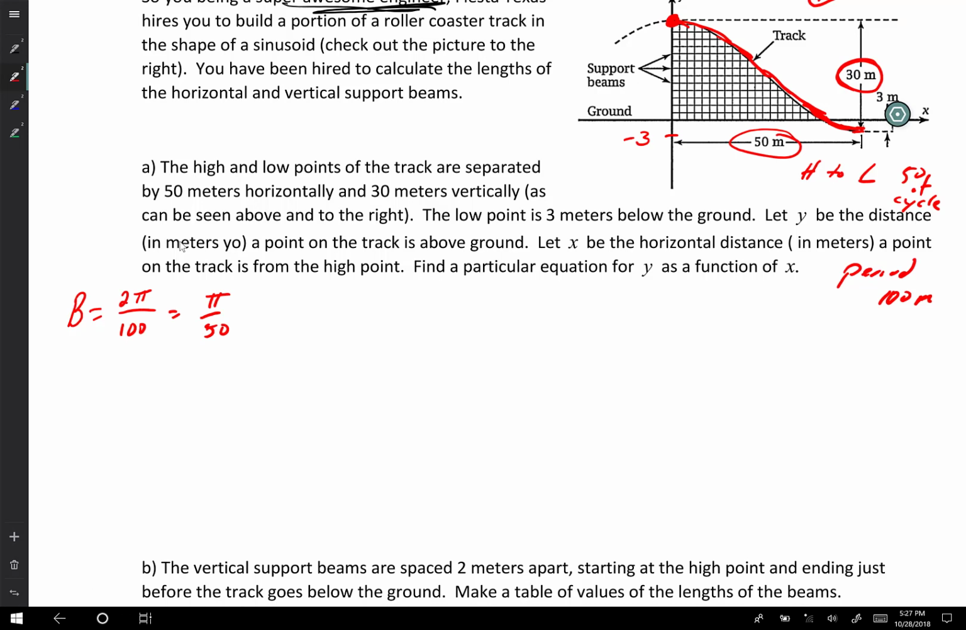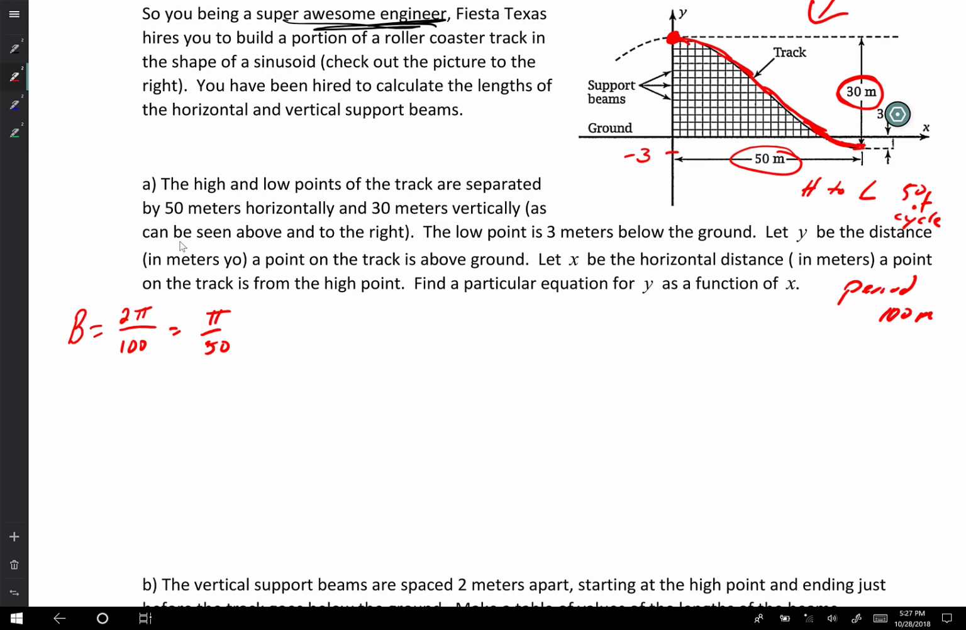Next, maybe I would do the amplitude next. So let's see, the amplitude, they told me that my vertical displacement is 30. So 30 divided by 2 will give me the amplitude, because remember the amplitude is from the halfway mark all the way to the highest point. So 30 divided by 2 is 15.